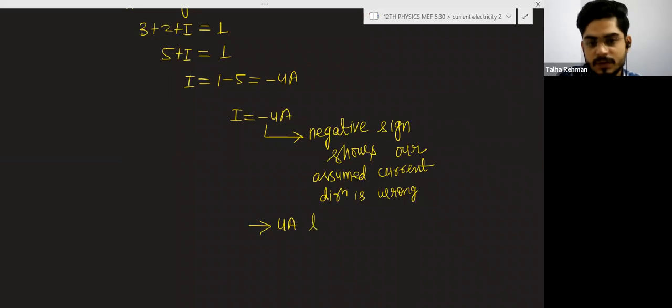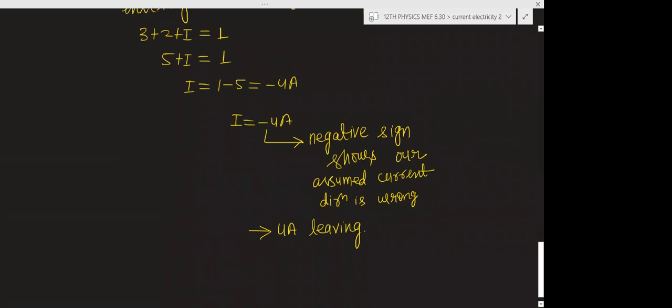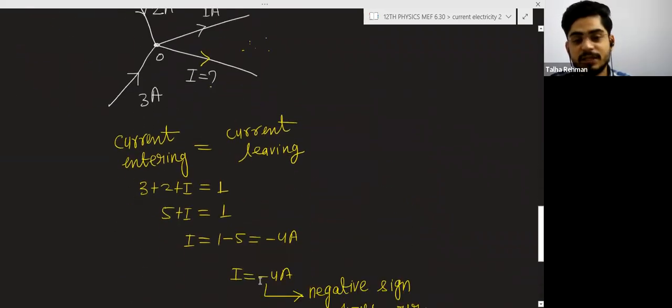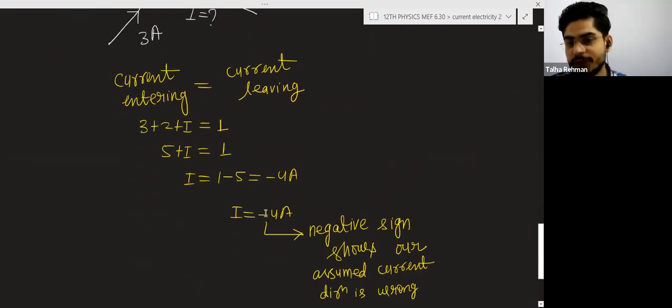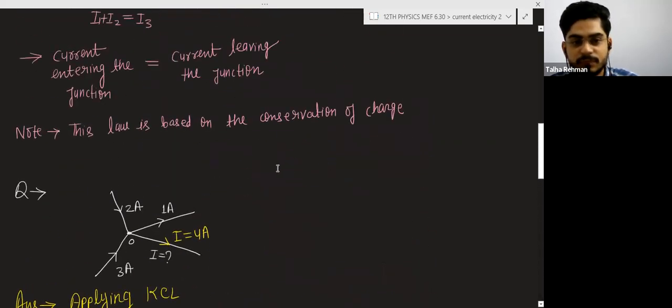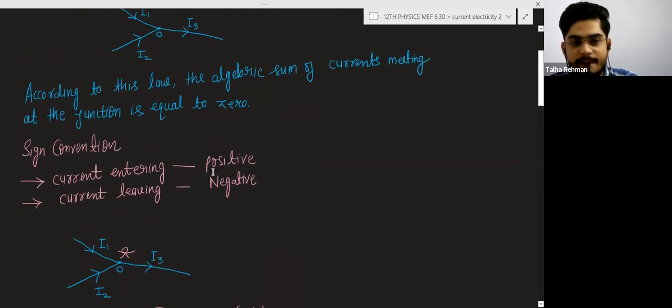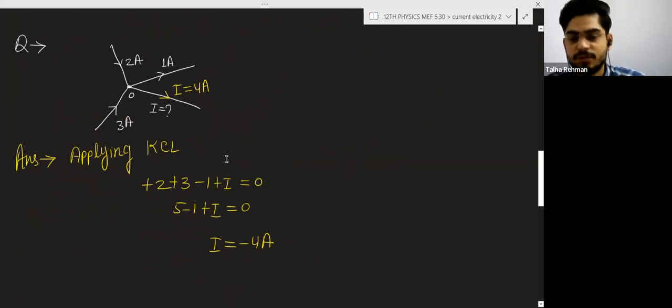So, got it? Yes, sir. That is the difference of the two methods. You cannot say that here the sign convention is included. So you cannot say this minus 4 ampere is the current leaving the junction. So you have to remember this. Just note it down.